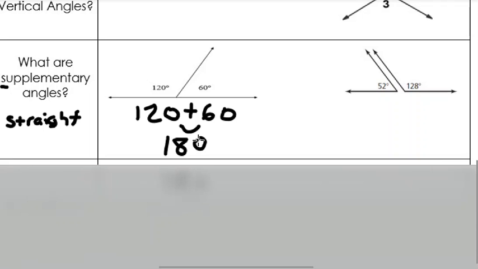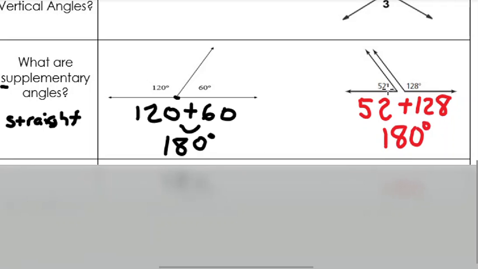So these two are supplementary angles, and they are adjacent supplementary angles because they share a common vertex and a common side. In this example, we have 52 and 128. So 52 plus 128 will give me 180 degrees. So these 2 angles are also supplementary. These are called non-adjacent supplementary angles because they do not share a common vertex or a common side. They're separated, but they're still supplementary angles because they add to 180 degrees.